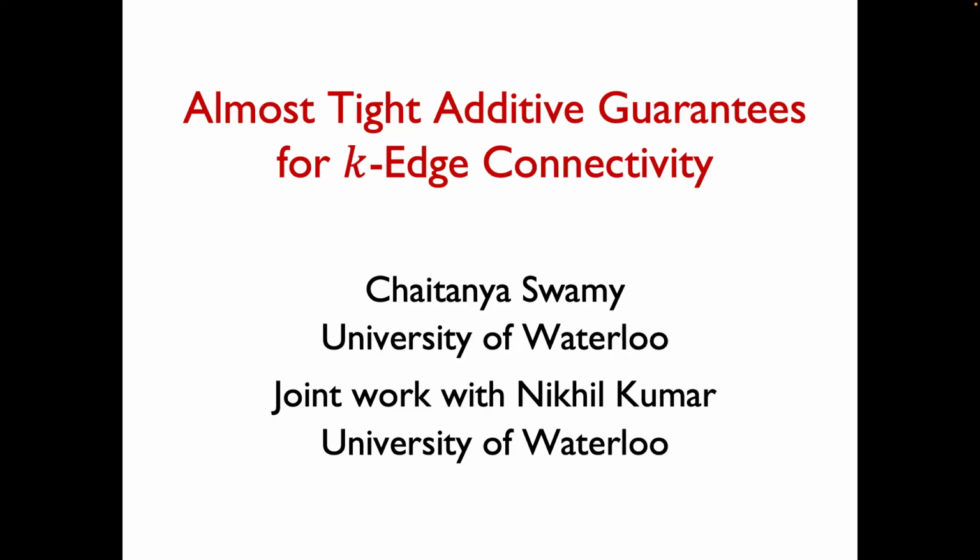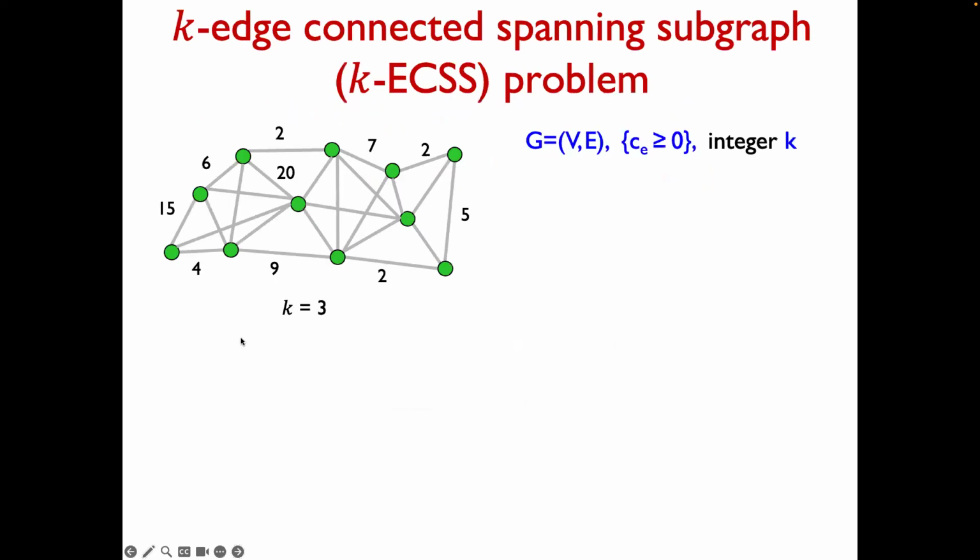This talk presents almost tight additive guarantees for k-edge connectivity. It is about a fundamental network design problem called the k-edge connected spanning subgraph problem. Let me dive in and start by defining it. The problem is quite simple to state. We're given an undirected graph, non-negative costs on the edges, and some integer k.